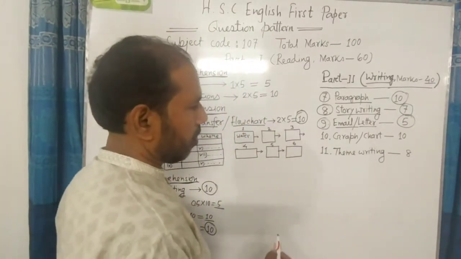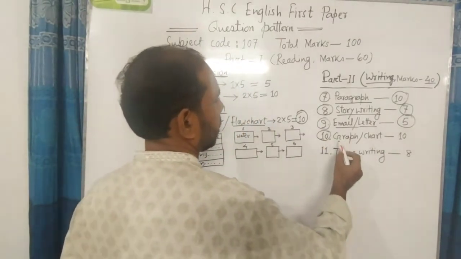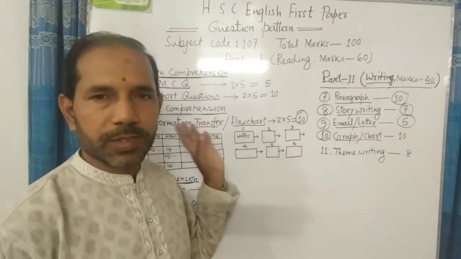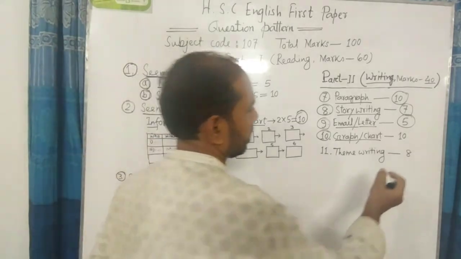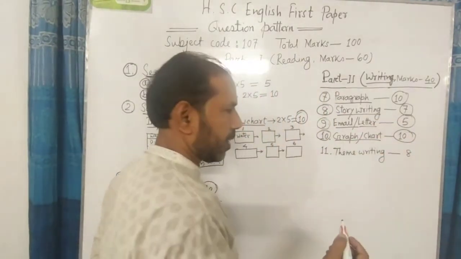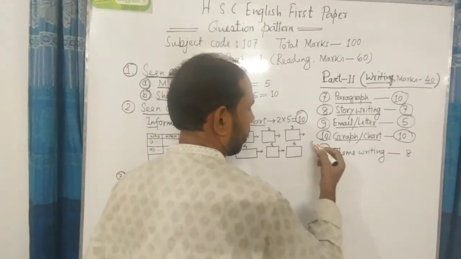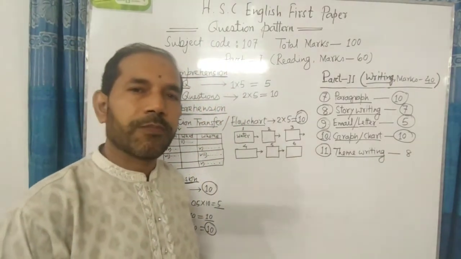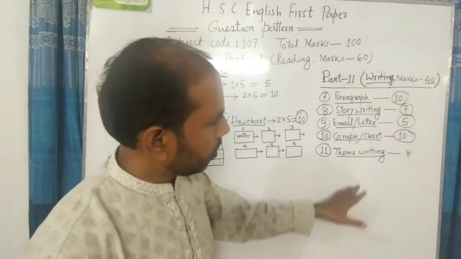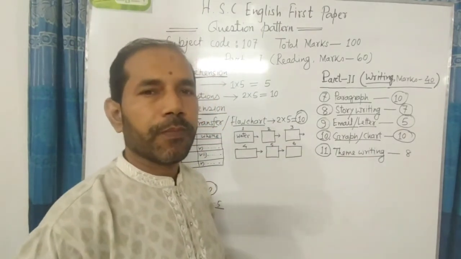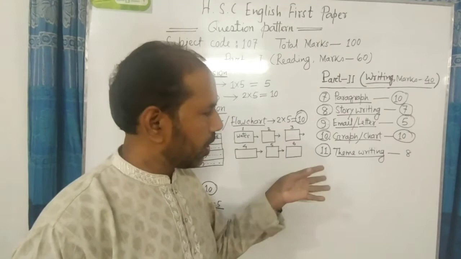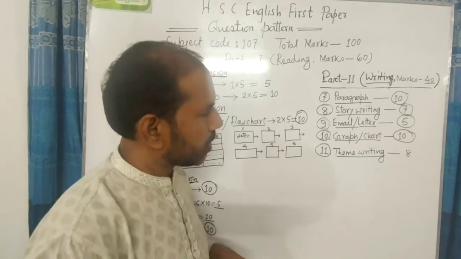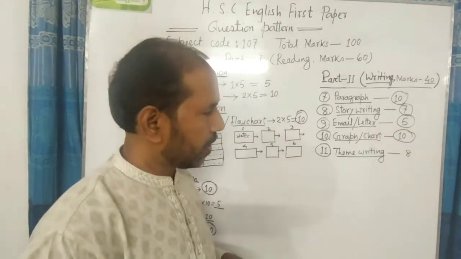Okay. Now I am going to the next number, number 10, dear students. Graph and chart. This is also very common to you. In your HSC level, you have seen this type of question, graph and chart, and it carries the marks 10. And in the last number, number 11, theme writing. This is a new type of question for the students of HSC. Here you will get a story or some lines of a poem, and you have to write the theme of the poem or the theme of the lines.